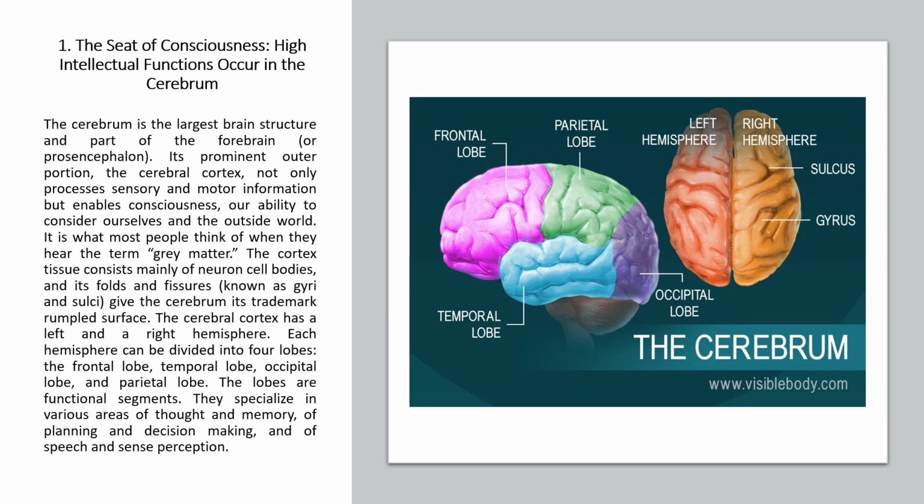The cerebral cortex has a left and right hemisphere. Each hemisphere can be divided into four lobes: the frontal lobe, the temporal lobe, the occipital lobe, and the parietal lobe. The lobes are functional segments. They specialize in various areas of thought and memory, of planning and decision making, and of speech and sense perception.